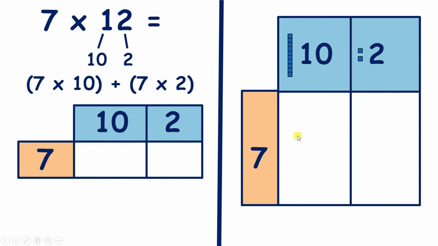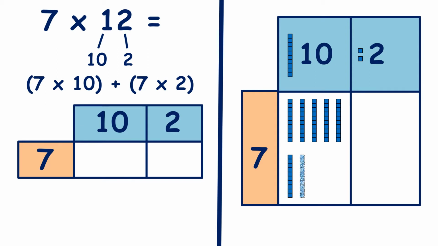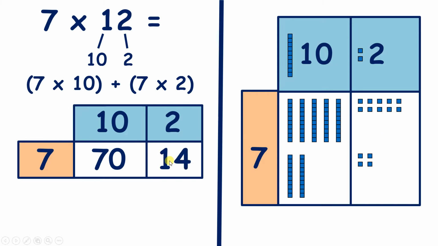So in this part of the grid, we have 7 times 10. So we have 10, 20, 30, 40, 50, 60, 70. So 7 times 10 gives us 70. And now, in this part of the grid, we have 7 times 2. So we have 2, 4, 6, 8, 10, 12, 14. So 7 times 2 gives us 14.